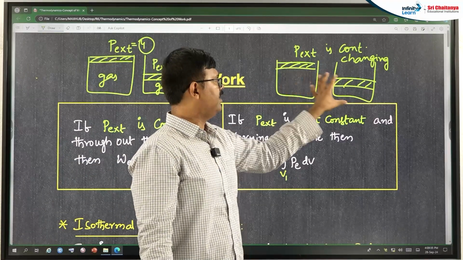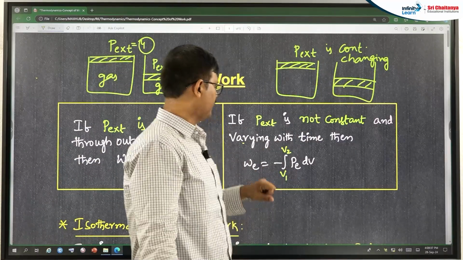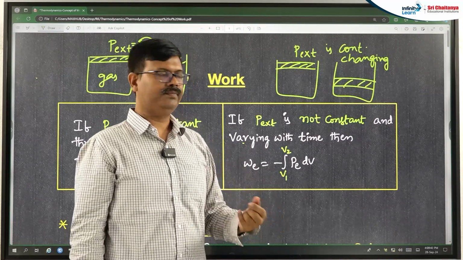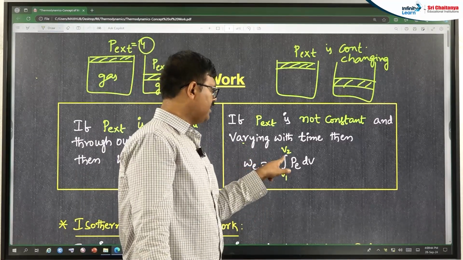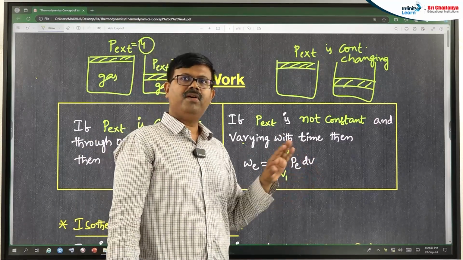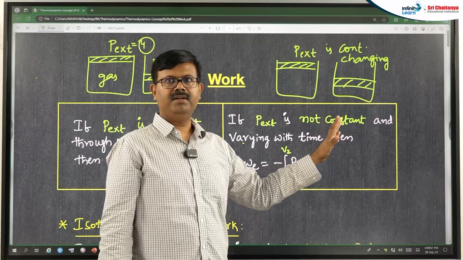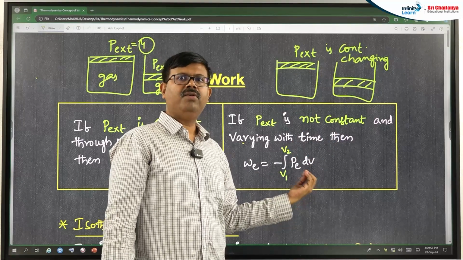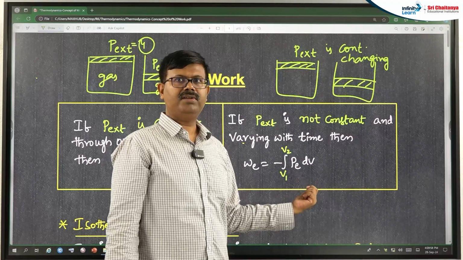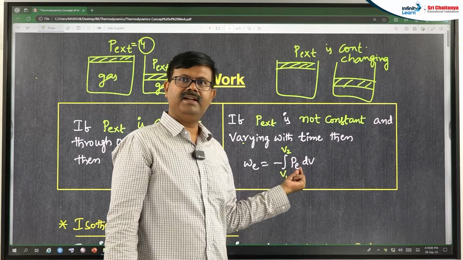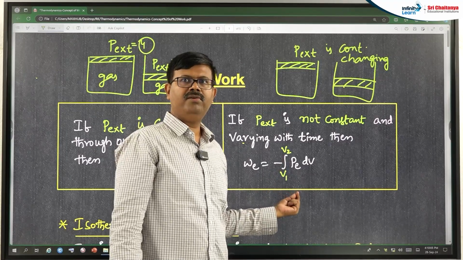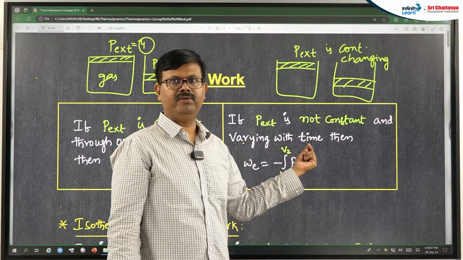Then how to calculate the work done on the system? WE means work done by the external forces on the system. That is minus integral of P external into dV. P external is not constant throughout the piston motion, so we cannot take P outside the integral. If it is constant, we can take it outside. It is not constant, therefore it lies inside the integral only. We have to integrate it from volume V1, initial volume, to the final volume V2.